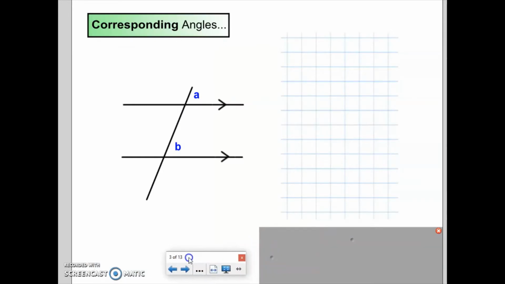Okay, so we're going to have a look at angles in parallel lines. First of all, we need to know what parallel lines are. These two straight lines here, which are shown with these two little arrows, tell us that these lines are parallel. They are always the same distance apart, and those two lines would never meet.